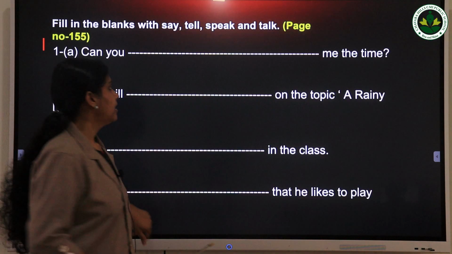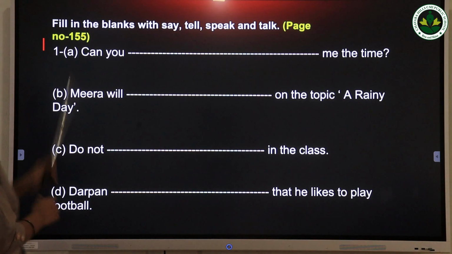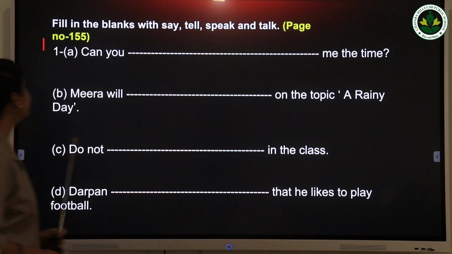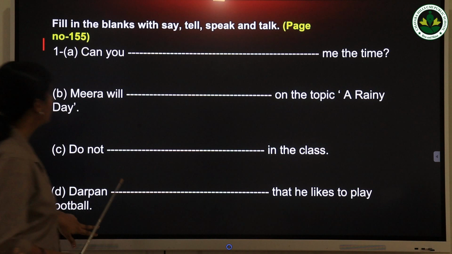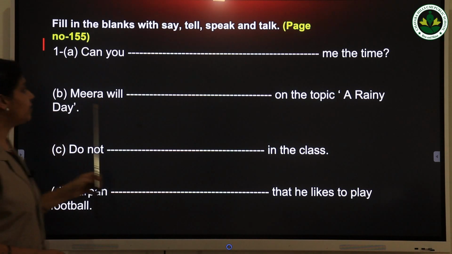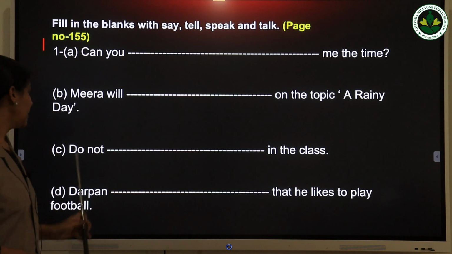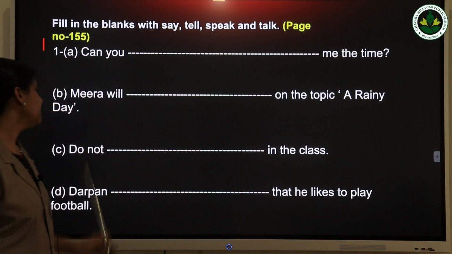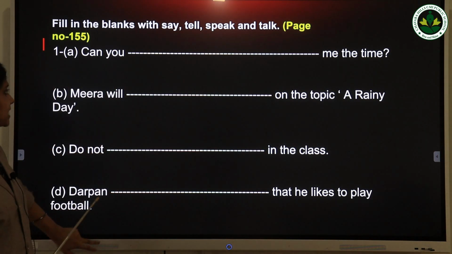Yes. Now let's do a certain activity related to this topic. Fill in the blanks with say, tell, speak and talk. First one, can you dash me the time? Next one, Meera will dash on the topic a rainy day. Next one, do not dash in the class. Next one, Dharpan dash that he likes to play football. Okay, what will be the answers?